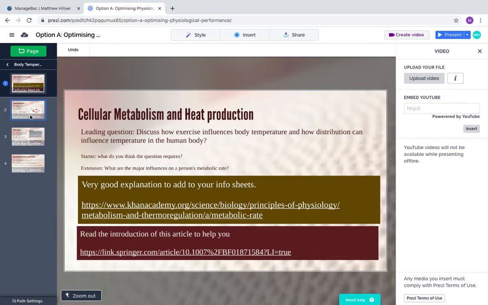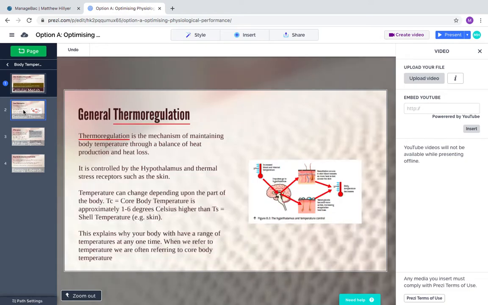Some really good info sheets and also an article here for you to have a little look at if you are struggling and need assistance to answer these questions. Again, Khan Academy, I can't speak highly enough about Khan Academy in terms of its science clips. It's important to seek different sources of information, and Khan Academy certainly is a reputable source for you to use. With this question in mind, how does exercise influence body temperature?